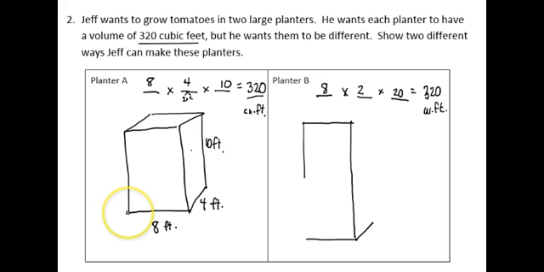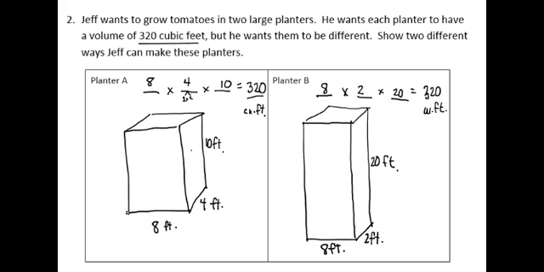So I'll finish drawing this, and then I'll mark my dimensions. So we said we had a length of 8 feet, a width of 2 feet, and a height of 20 feet. And that would give me a volume of 320 cubic feet. So these are 2 examples that would work for the problem. There are several more that would also work.